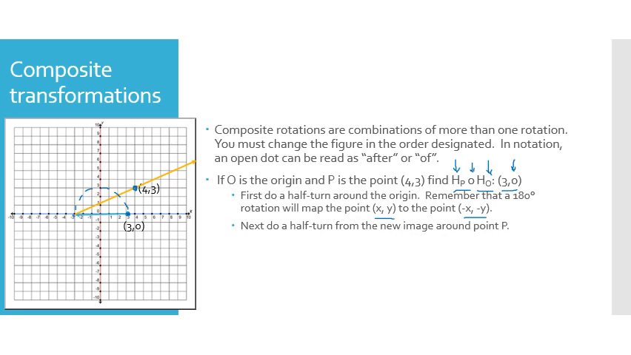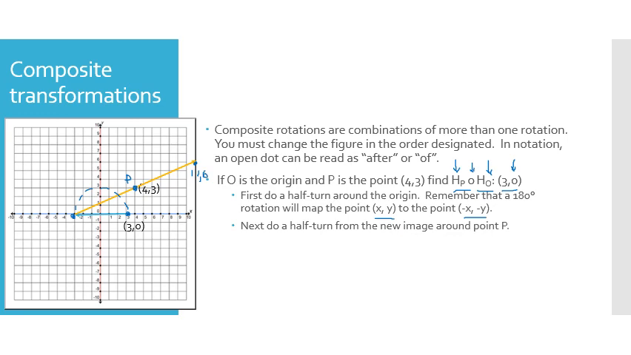Next, we're going to do a half turn from the new image around point P. So I've drawn this yellow line for you. I've drawn a line from my new image up to point P, which is right here. And then I've continued in the same direction, the same distance, up to a point up here, which would eventually turn out to be (11, 6).